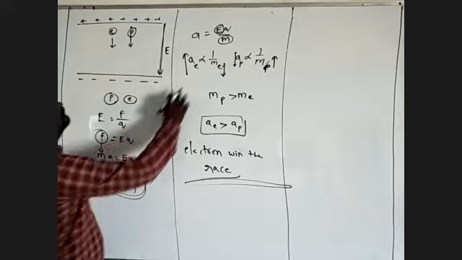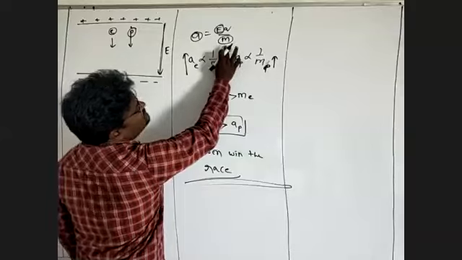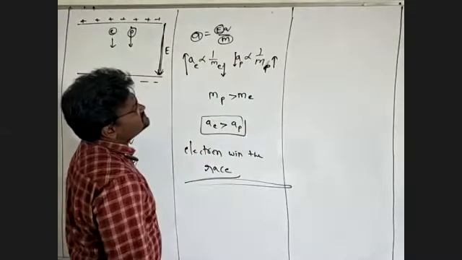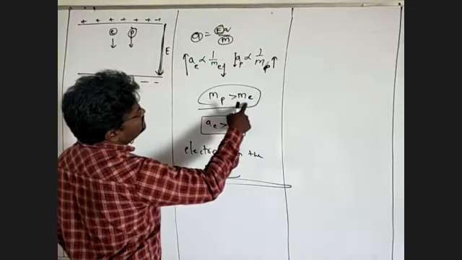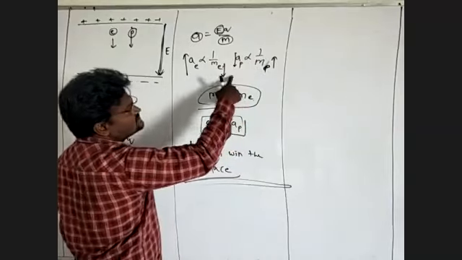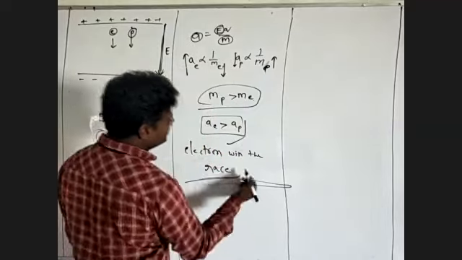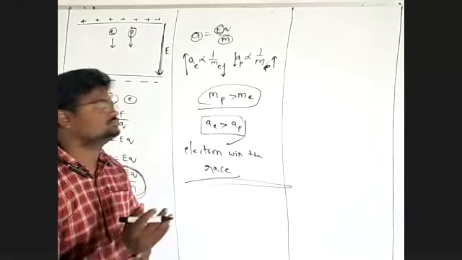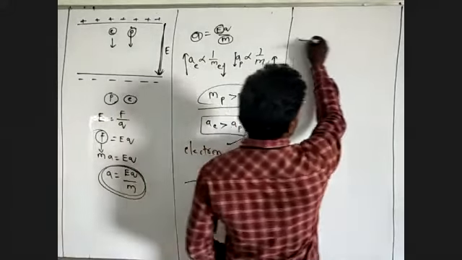Now you will see, a is equal to EQ by m, where a means acceleration, m means mass, E means the electric field, and Q means charge. The mass of the proton is greater than the mass of the electron. The mass of the proton is greater, so the acceleration of the proton is less. The mass of the electron is less, so the acceleration of the electron is more. So the electron wins the race.